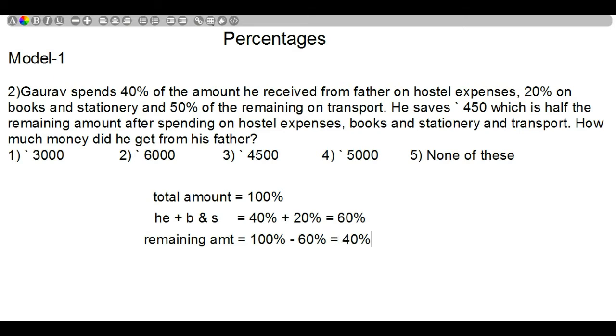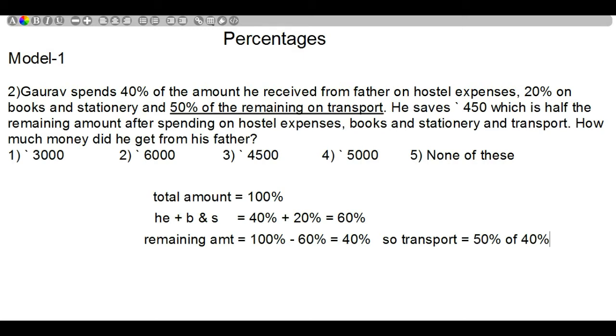Now, the next part of the question says 50% of the remaining on transport. We have already taken into account the 40% which has been spent on hostel expenses and 20% on books and stationery. After this, 50% of the remaining was spent on transport. We know that the remaining amount in our case is 40%. So we can say that the amount spent on transport is 50% of remaining, which is nothing but 50% of 40%. Now this is like percentage of percentage.